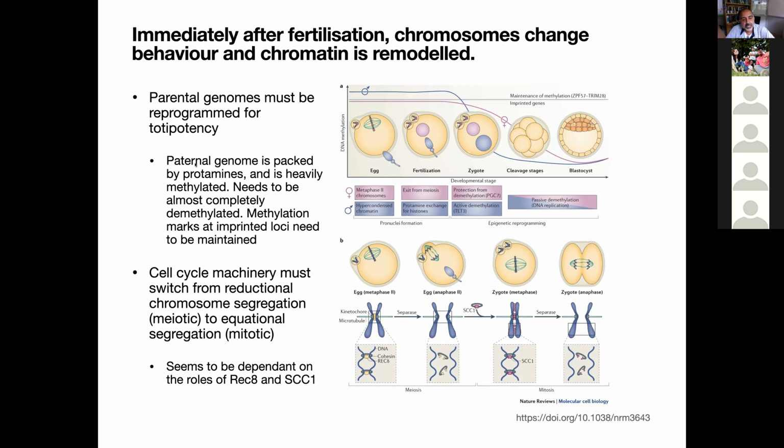Remember, the paternal genome is packed by protamines and is heavily methylated. So upon fertilization, it needs to be almost completely demethylated. What is left are methylation marks at imprinted loci. These need to be maintained. Have you all been taught about imprinting, genome imprinting?